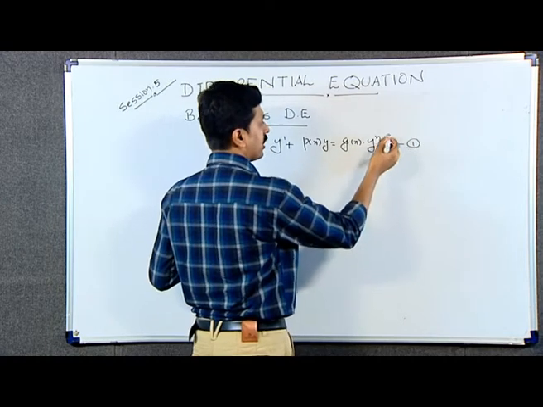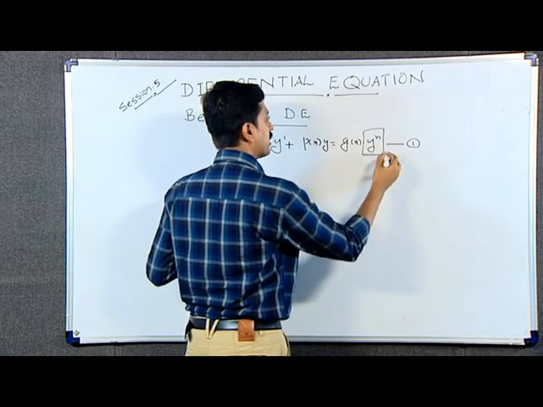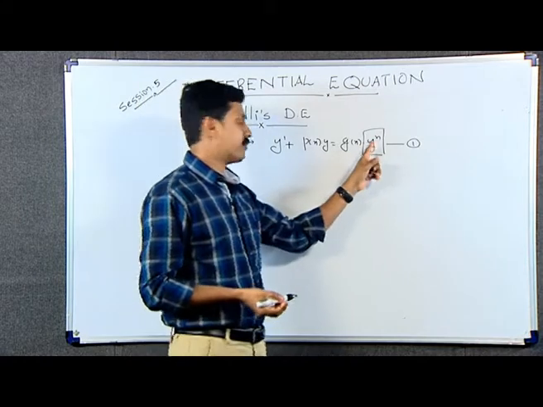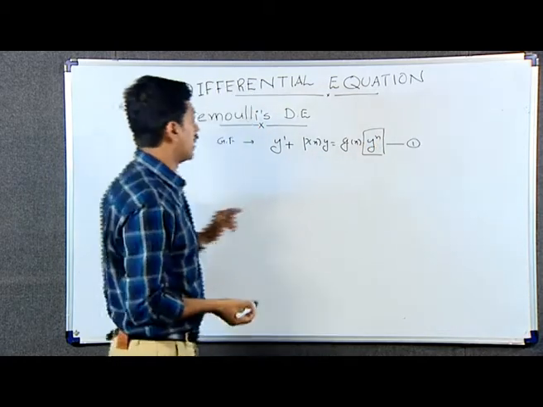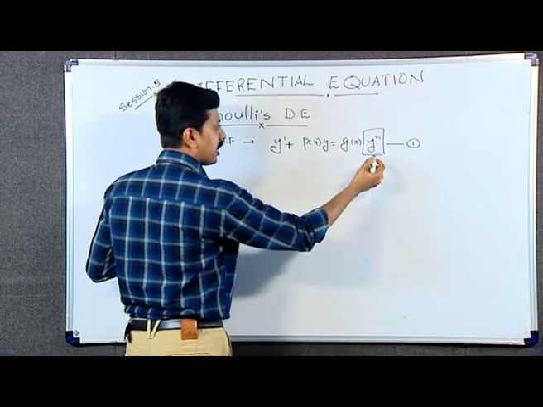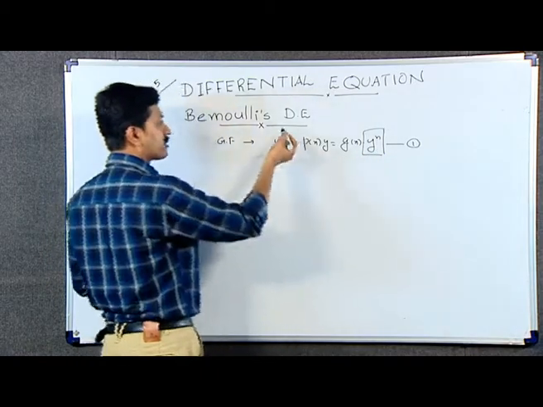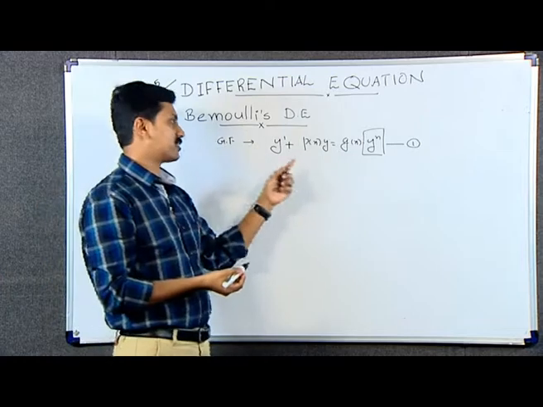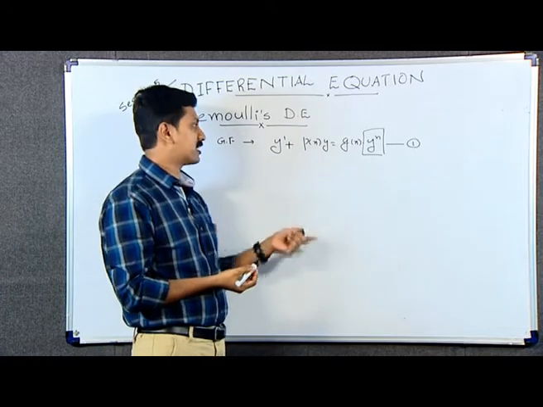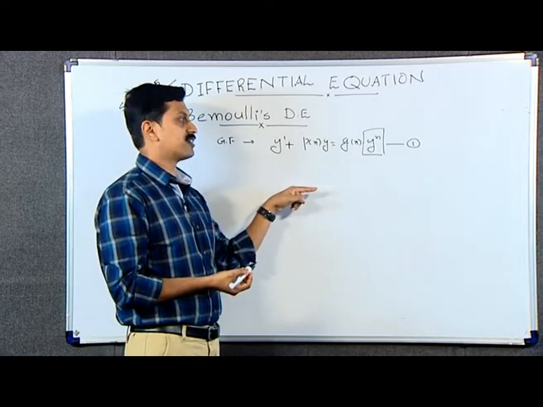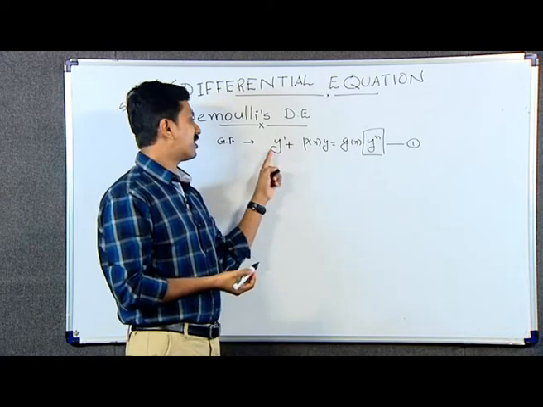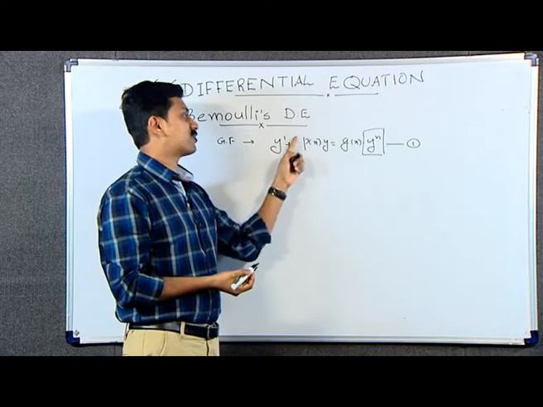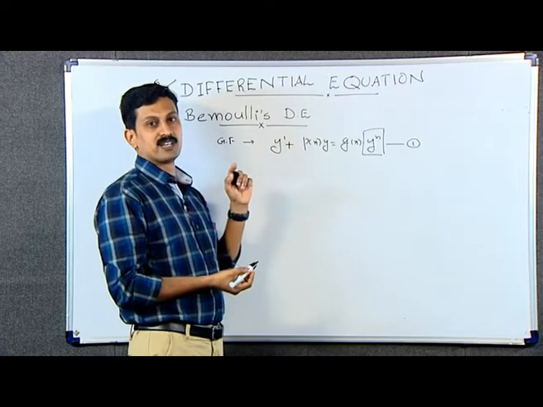Compared to the previous one, this is a different type, making the difference in this differential equation. We first convert the Bernoulli's differential equation into a linear differential equation, then we solve that linear differential equation. By solving it, we find a general solution for this Bernoulli's differential equation.